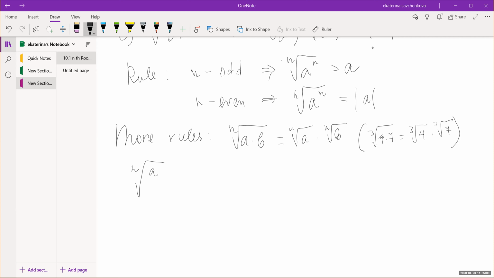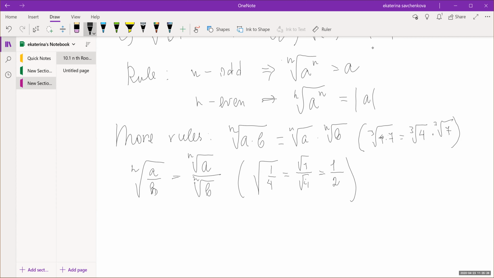The same is going to work for fractions. If you have a fraction a over b, you can distribute a root over the numerator and denominator: the nth root of a and the nth root of b. For example, the square root of 1 over 4 is going to be the square root of 1 and the square root of 4. We know that the square root of 1 equals 1 and the square root of 4 equals 2. So our answer is 1/2.